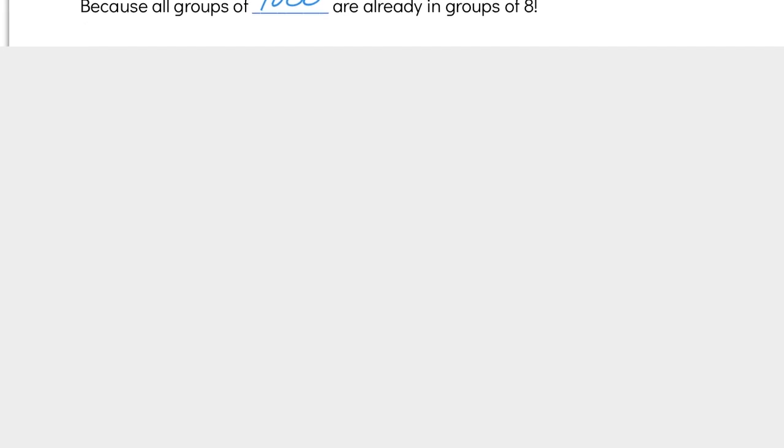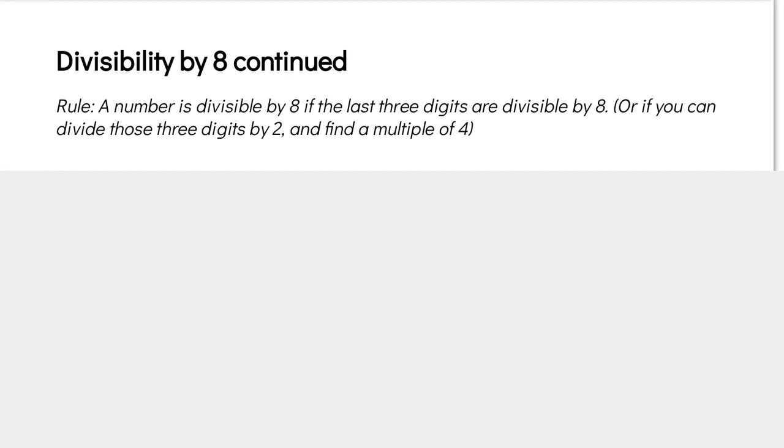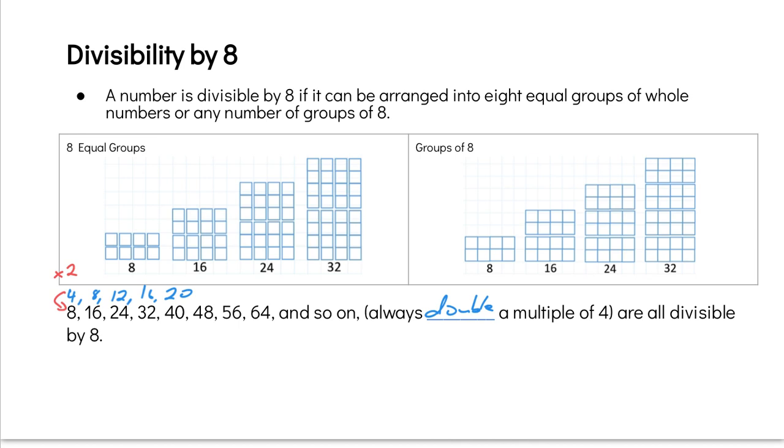Let's move on to look at some examples. But first, let's look at the rule. The rule is that a number is divisible by 8 if the last 3 digits are divisible by 8. Or if you can divide those 3 digits by 2 and find a multiple of 4. And this is because if you remember back to what we just did a couple of slides ago, right over here, we know that all of the numbers that are divisible by 8 are just double a multiple of 4. So if you were to divide all of these numbers that are divisible by 8, you should find a multiple of 4. If you were to divide this by 2, you find a multiple of 4. If you were to divide this by 2, you find a multiple of 4.